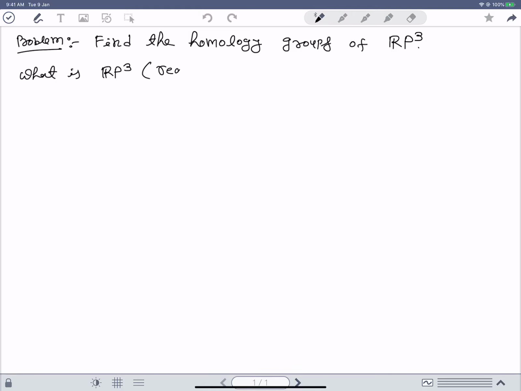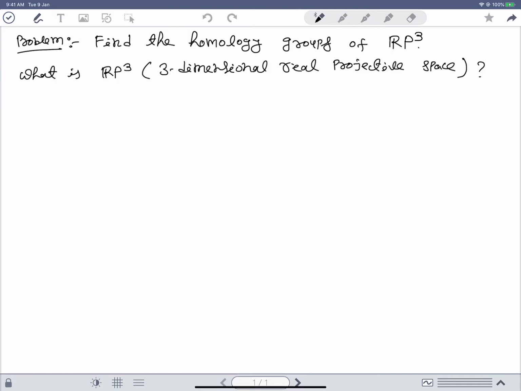Its name is real, or you can say 3-dimensional real projective space. Okay. So how to define this RP3?